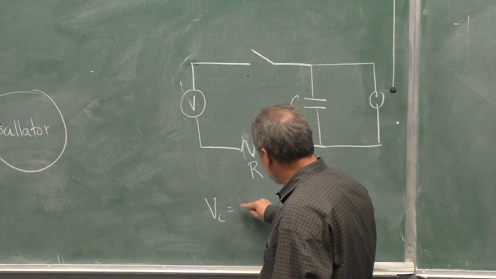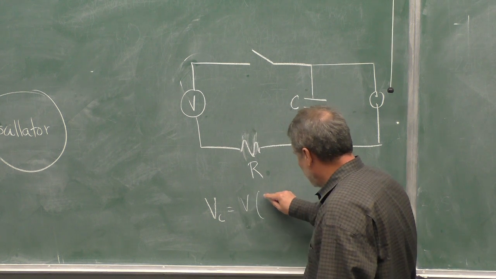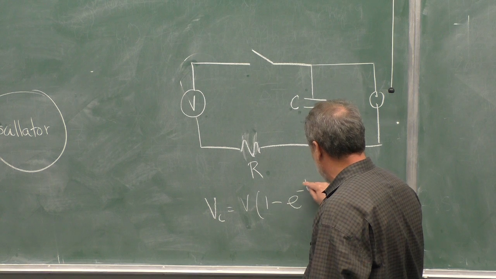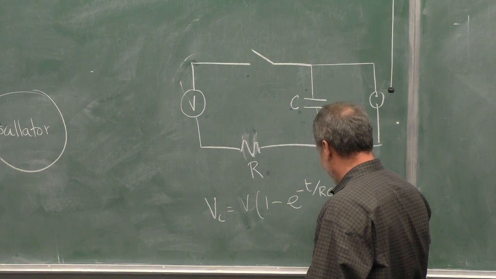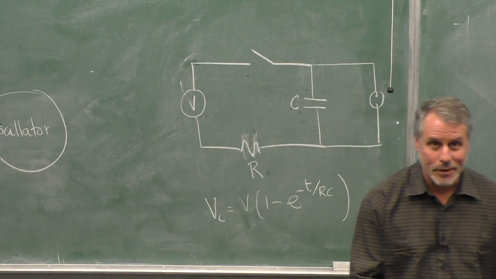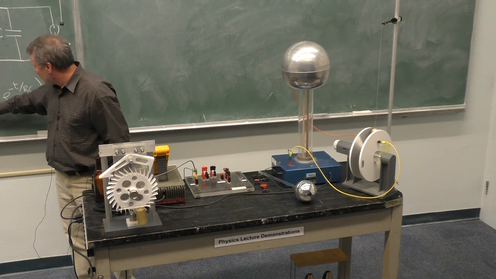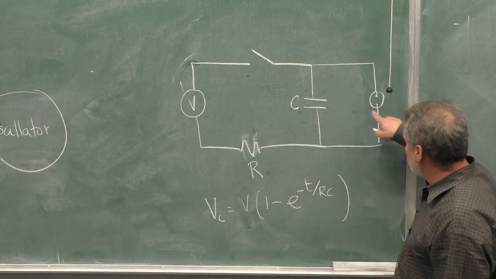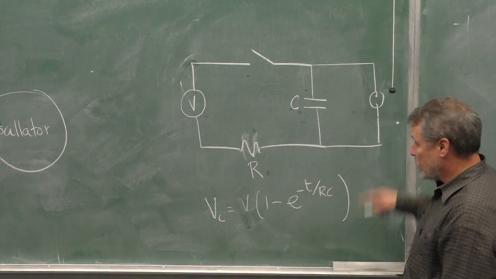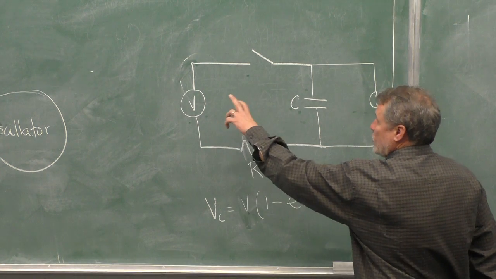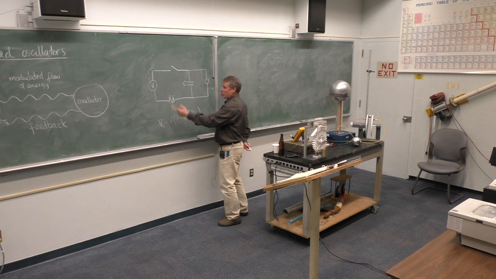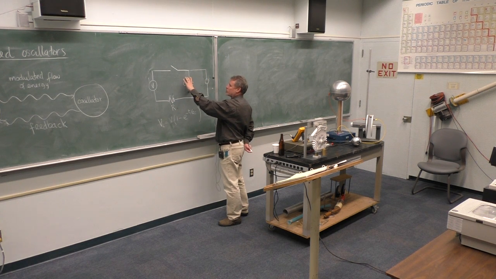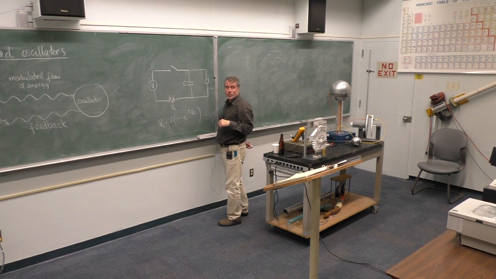V times 1 minus e to the minus t over RC. Okay, the capacitive time constant. So it takes some time to get to a voltage that eventually matches the source voltage. First of all, I have to have a voltage source whose voltage is bigger than the breakdown voltage of the neon light bulb. And I would be charging the capacitor with that source, and when the voltage across the capacitor matches that breakdown voltage, then the capacitor discharges right there.